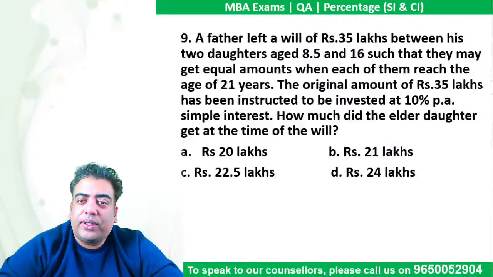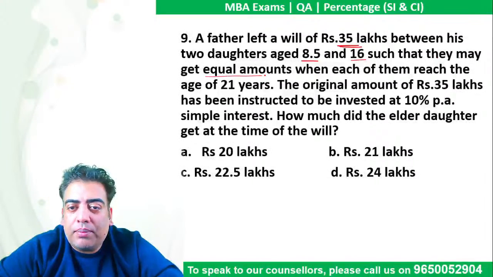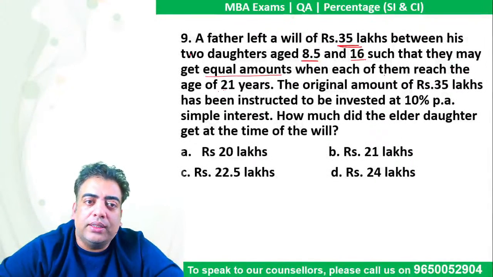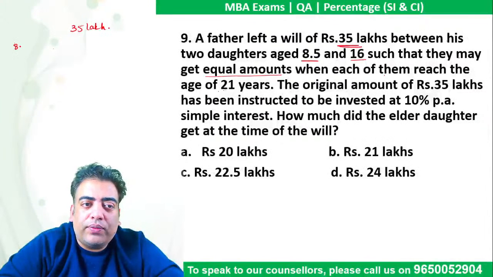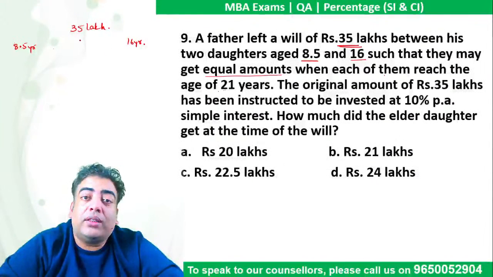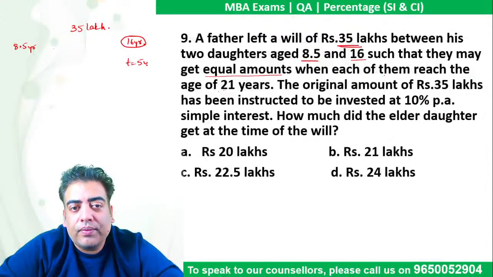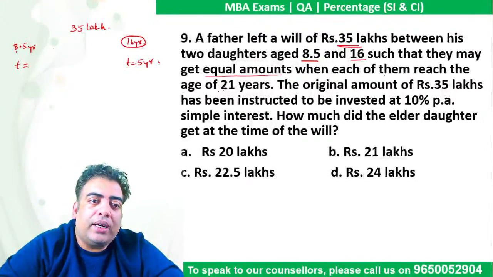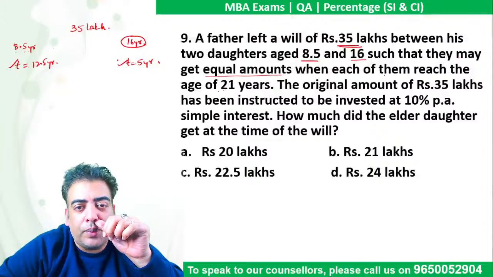Here it says a father left a will of rupee 35 lakh between his two daughters aged 8.5 and 16 years, such that they may get equal amounts when each of them reach the age of 21 years. So 35 lakh is distributed between two daughters. One's age is 8.5, the other's age is 16. So when both are 21 years old, the amount will be equal. So this one will take 5 years to become 21, and this one will take 21 minus 8.5, which comes out to be 12.5 years. So this one's investment will be for a period of 12.5, this one's will be for a period of 5.